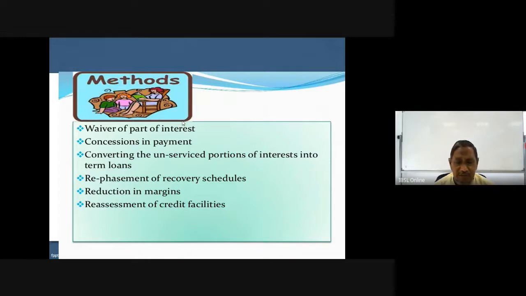That means when the customer defaulted, the interest has accumulated. How to recover the interest? We have three options. To recover the interest, we have three options. The first option is capitalizing the unserviced or accrued interest.